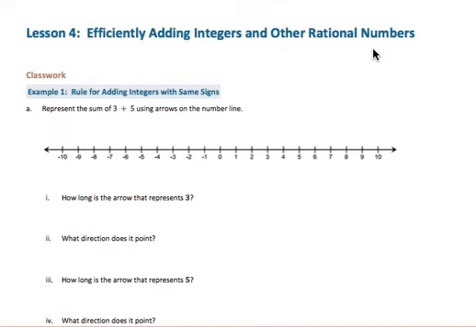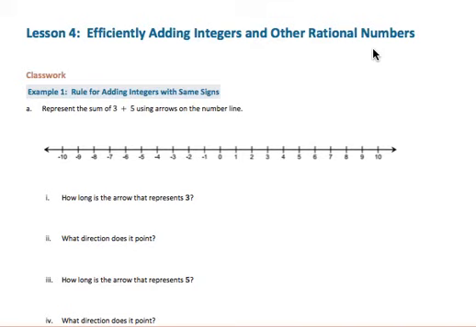In Module 2, Lesson 4, we're going to extend our practice of adding integers and other rational numbers to finding a more efficient way than having to draw a number line all of the time. So in example 1, we will start again with the number line, but we'll work our way into a good rule from there.